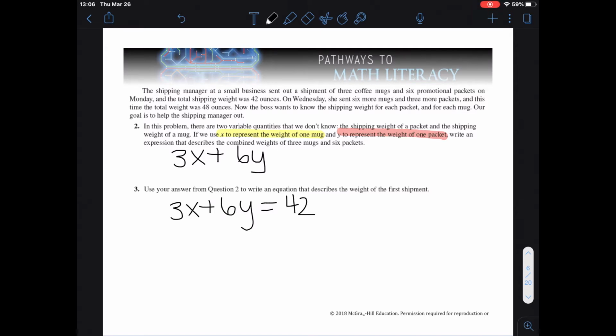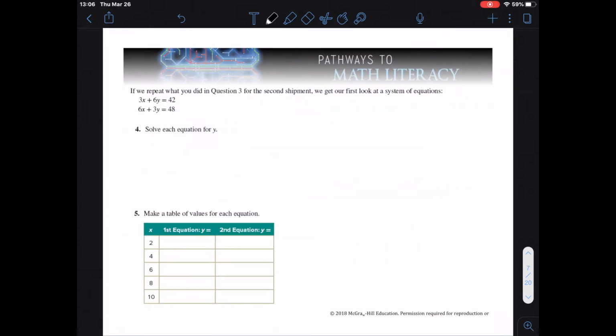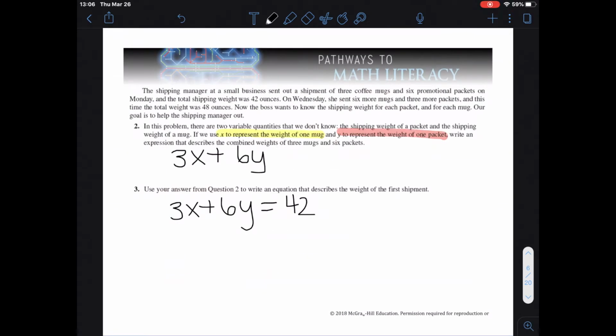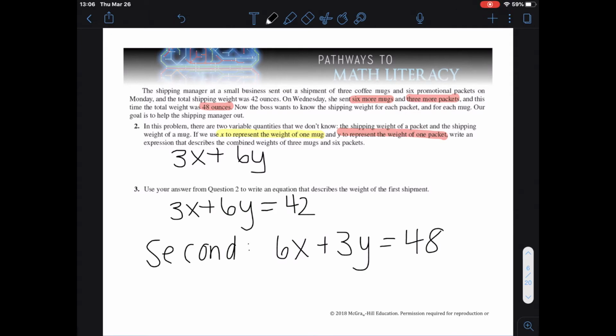Now we're going to do the same thing for the second shipment. In the second one, we had 6 mugs and 3 packets, and the total weight was 48. So for the second shipment, we had 6 mugs, which are X ounces each, and 3 packets, which are Y ounces each. In total, that equals 48.